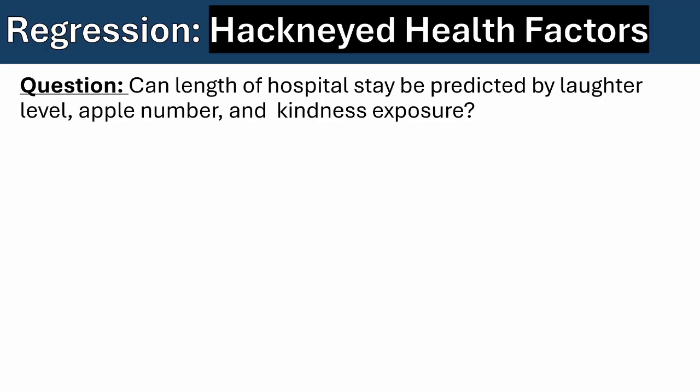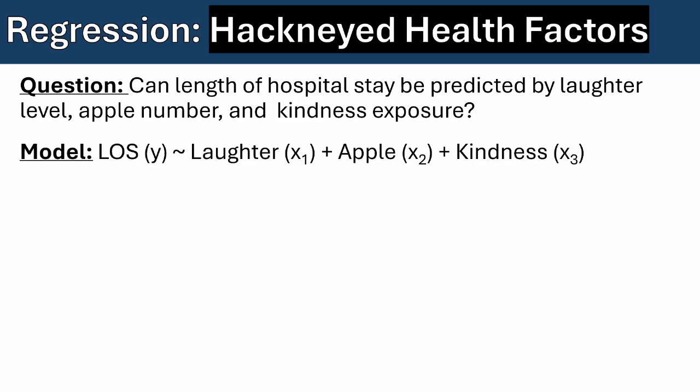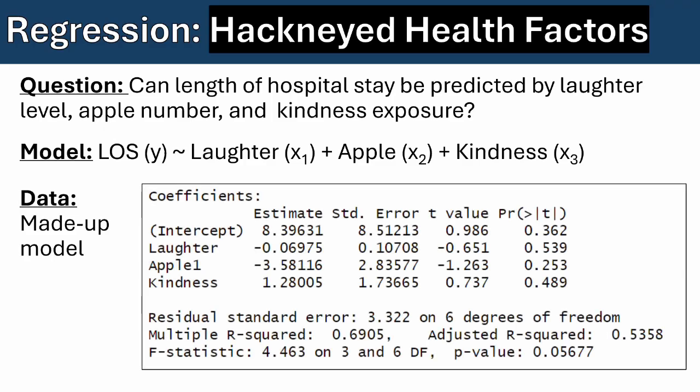Could a measure of health, like length of hospital stay after an operation, be predicted by laughter level, apple number, and kindness exposure? We could create a model for that. So length of stay as a function of laughter, apple status, and then kindness. I could run a regression model.